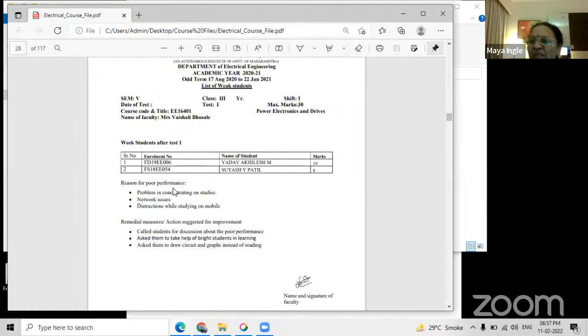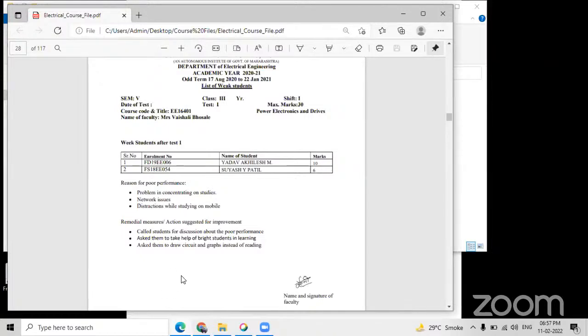Reason for poor performance. You have to identify the reason. So it has been listed. Now, how can we overcome these problems so that these students can perform well?